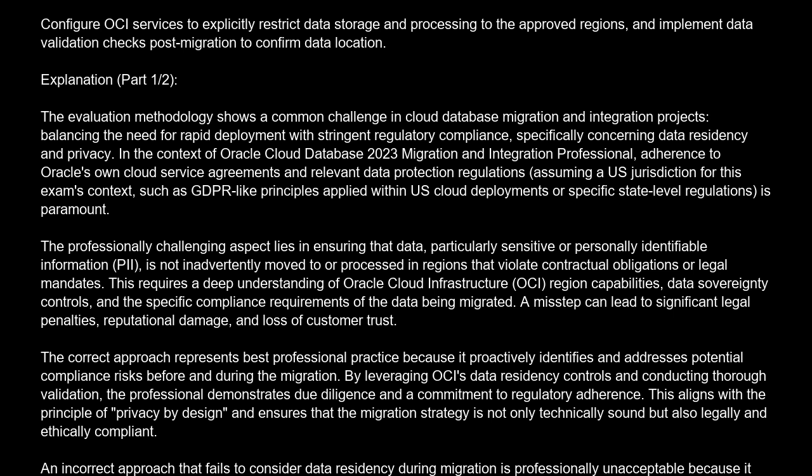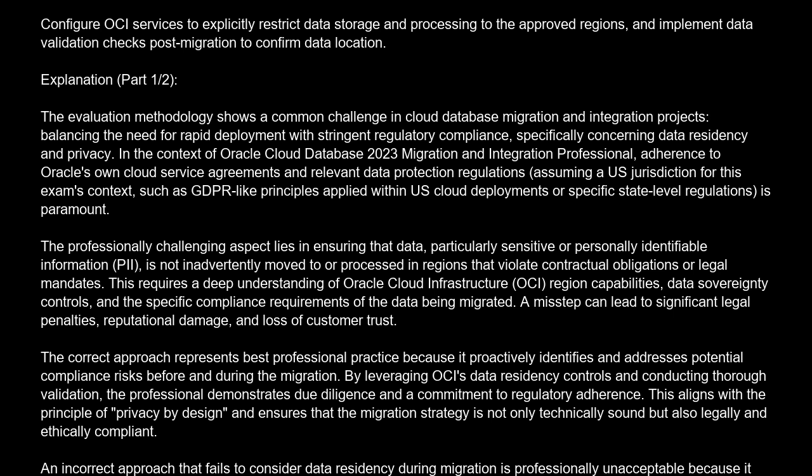The evaluation methodology shows a common challenge in cloud database migration and integration projects: balancing the need for rapid deployment with stringent regulatory compliance, specifically concerning data residency and privacy. In the context of Oracle Cloud Database 2023 Migration and Integration Professional, adherence to Oracle's own cloud service agreements and relevant data protection regulations, assuming a U.S. jurisdiction for this exam's context, such as GDPR-like principles applied within U.S. cloud deployments or specific state-level regulations, is paramount.